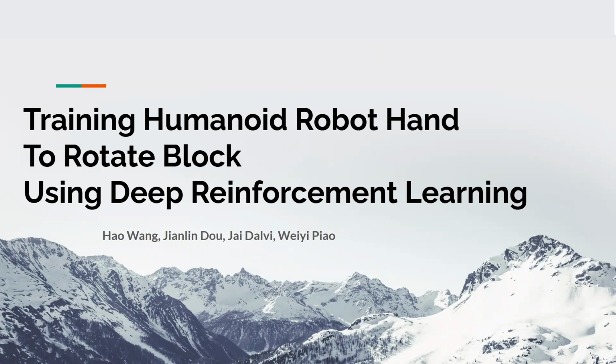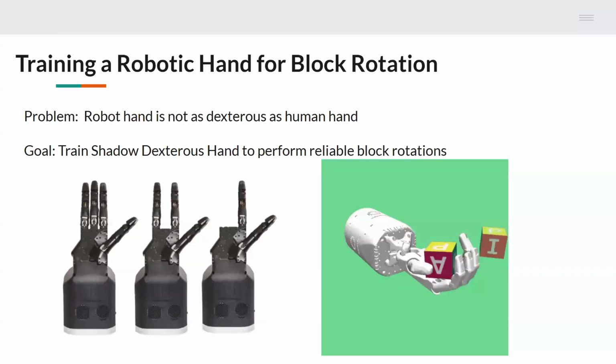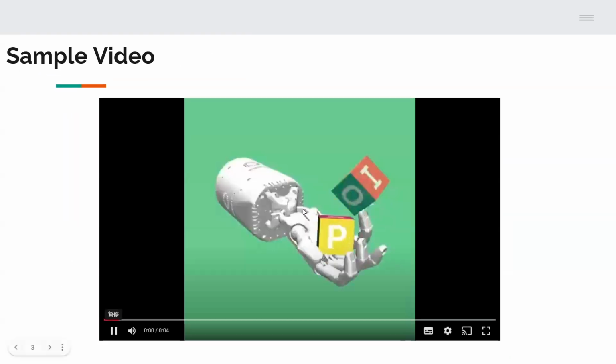Hi guys, we're Group 30 and our project is training a humanoid robot hand to rotate a block using deep RL. The problem is that a robot hand is not as dexterous as a human hand, so we want to train the Shadow Dexterous Hand to perform reliable block rotations like a human. And this is a sample video from the simulation environment.